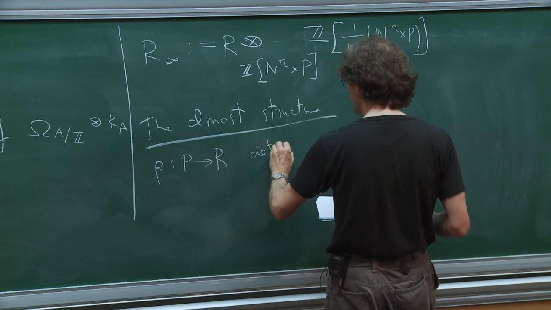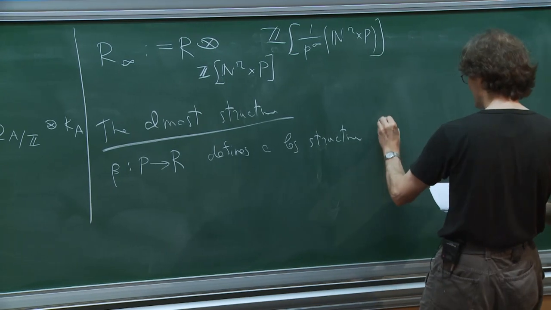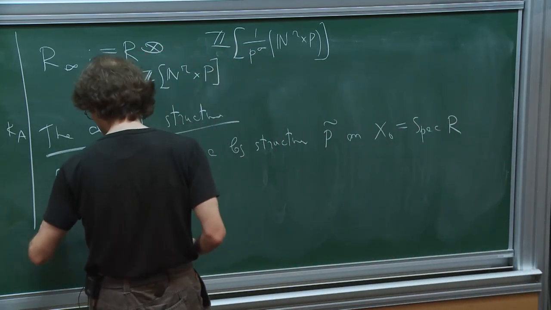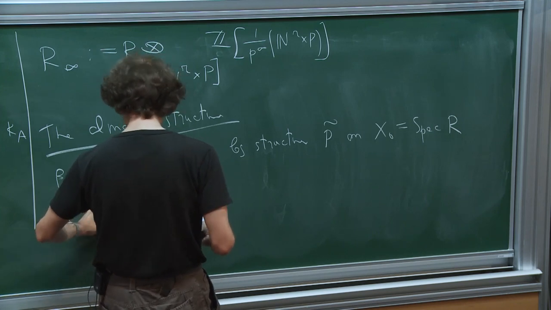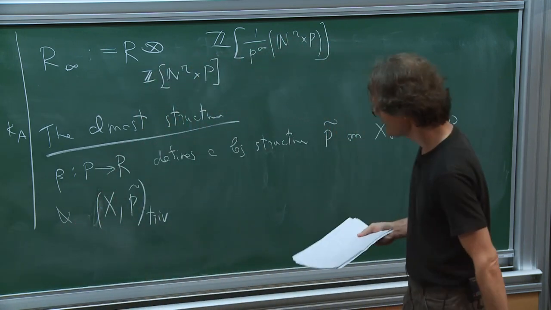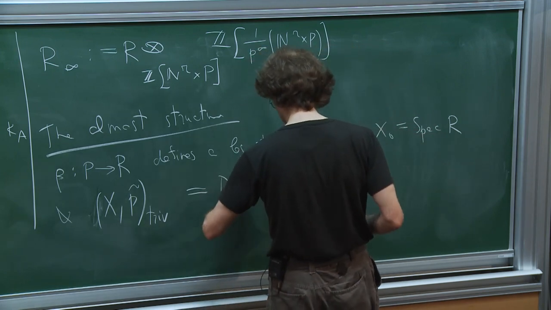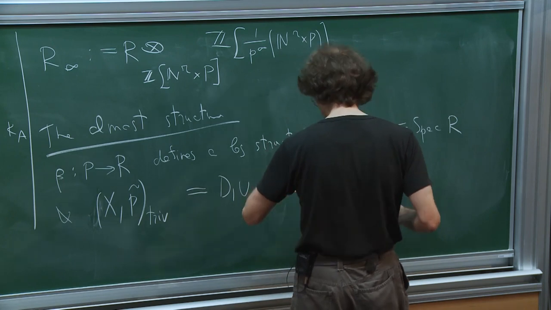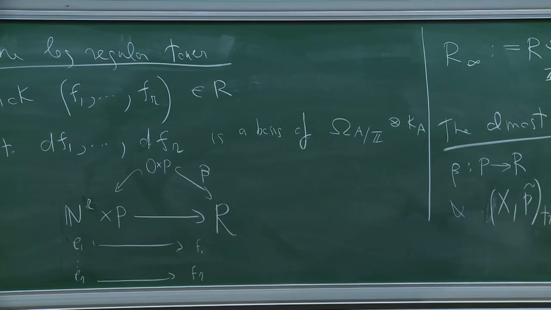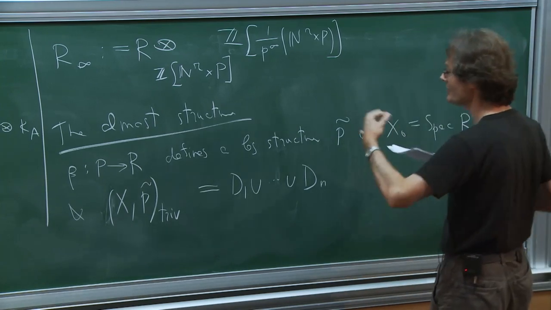So beta defines a log structure P tilde on X0 equals spec R, and the locus of triviality of the log structure, X P tilde triv, is a finite union of irreducible divisors D1, ..., Dn. As usual, these admit a combinatorial description in terms of the faces.